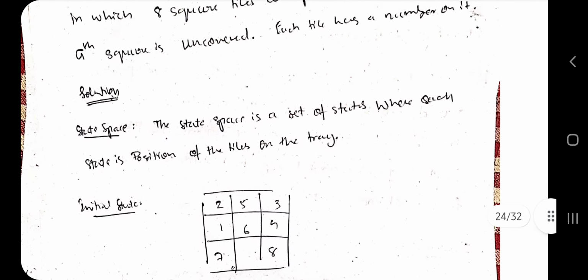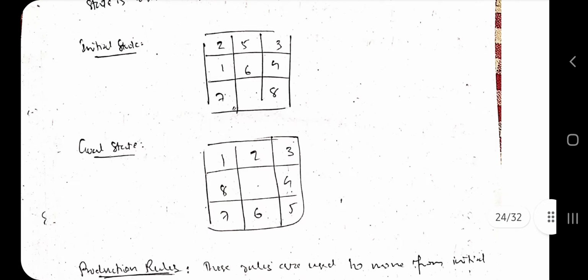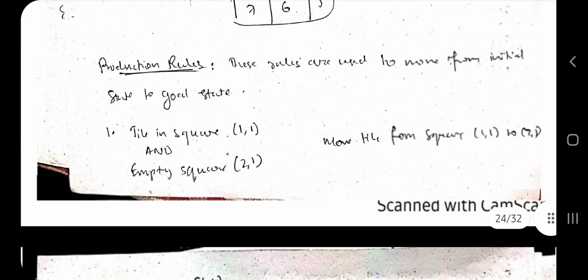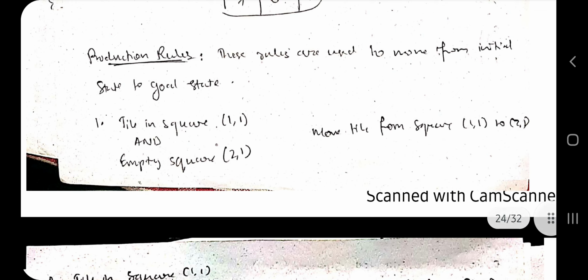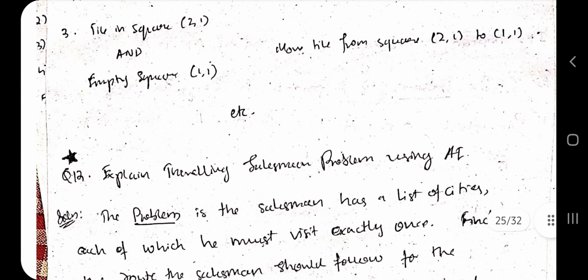First define the state space. Each state space is a set of states where each state is a position of the tiles in the tray. After you have defined this one, what are the valid moves you can make? Wherever there is an empty space, either you can exchange this one or this one or this one, right? So that's what you are checking, the positions in the north, south, east and west direction, and making the changes. That's what the production rule is. Tile in square 1 1 and empty square 2 1, so exchange 1 1 to 2 1, right? That's all you'll be doing for each of those possible moves.